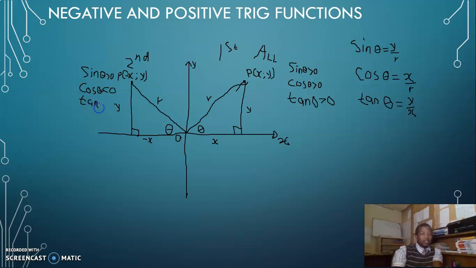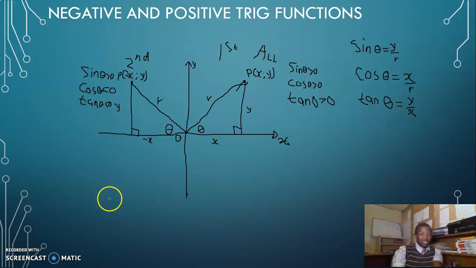Tan theta is what? Tan theta is TOA. So it's opposite, which is y, over adjacent, which is minus x. So this is positive, this is negative. So the whole thing is negative. So it's also less than 0. All right. So it's only the sine theta that is positive in the second quadrant, and then the cos theta is negative. The tan theta is also negative.